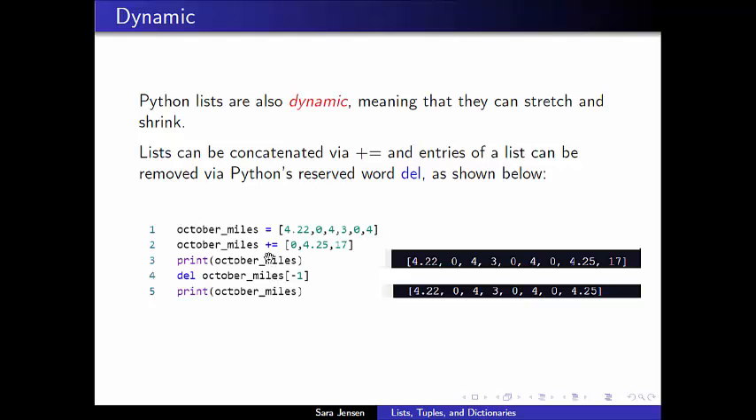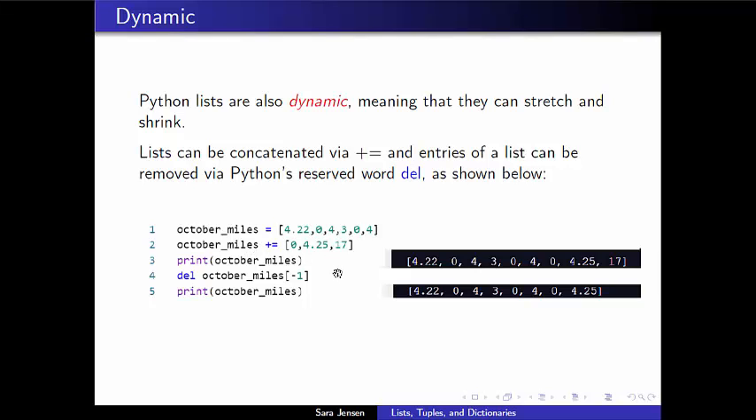If over the course of the next 3 days we don't run any miles, then run 4.25 miles, and then run 17 miles, we can add to the current contents of October miles this whole list. And what will happen if we then ask to view the contents of October miles, we begin with our original list, and then this whole other list has been tacked right on to the end of our list: 0, 4 1/4, 17. So this is one way that we can add to our current list, is to add on another list to it.